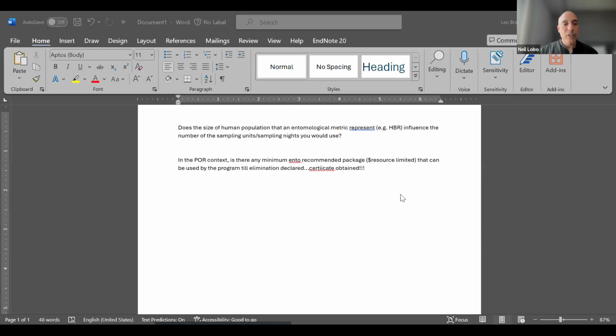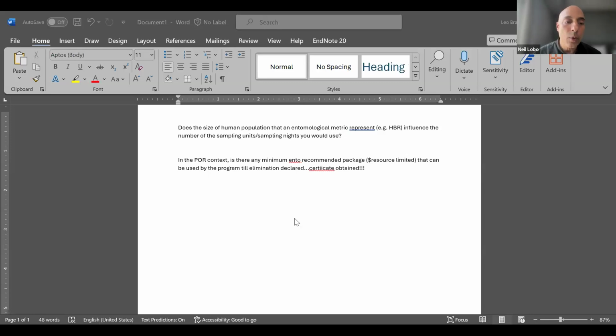Perfect. There are two questions on the screen. The first question is, does the size of the human population that an entomological metric represents influence the number of sampling units, sampling nights you would use? From an academic perspective, yes, especially when you map the mosquito populations over your human populations. If it's a really big human population, how do the mosquitoes map? Is it completely equal over the entire population, or is it differential, like at one side, is there more mosquitoes than the other side? So you might want to ask that.